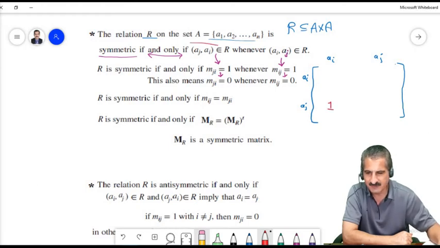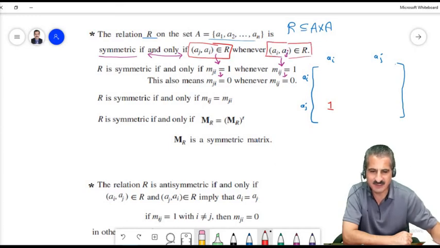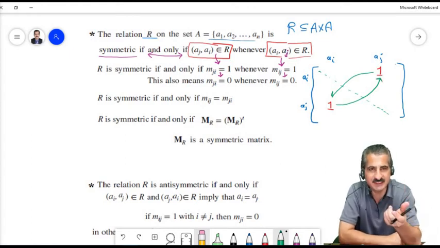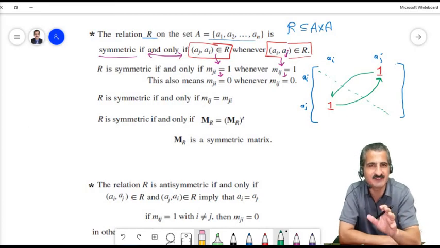So that means I have 1 here. And also if a_i is related to a_j, then I must have 1 here. So this is what we are saying now. And notice the diagonal goes from here to here. And what's going on, if we put a mirror on the diagonal, this one will be reflected here, and this one will be reflected here. Good. So M_ij and M_ji must have the same value. Both are 1 or both are 0.